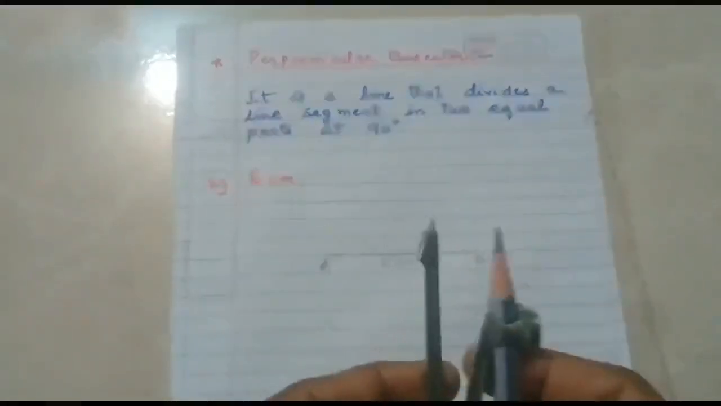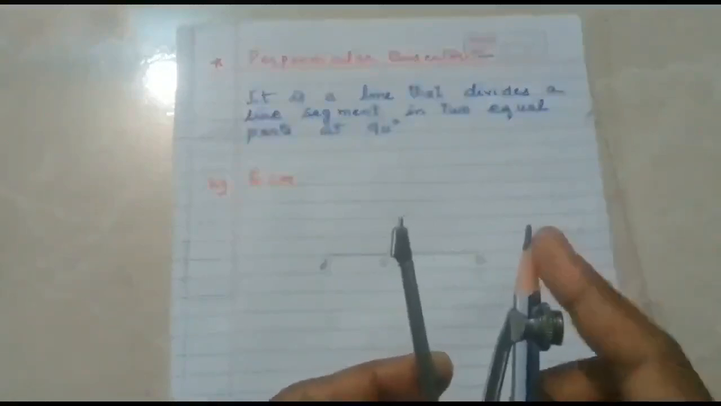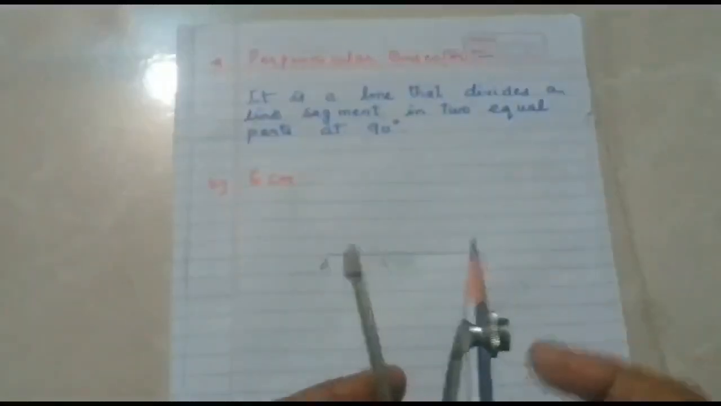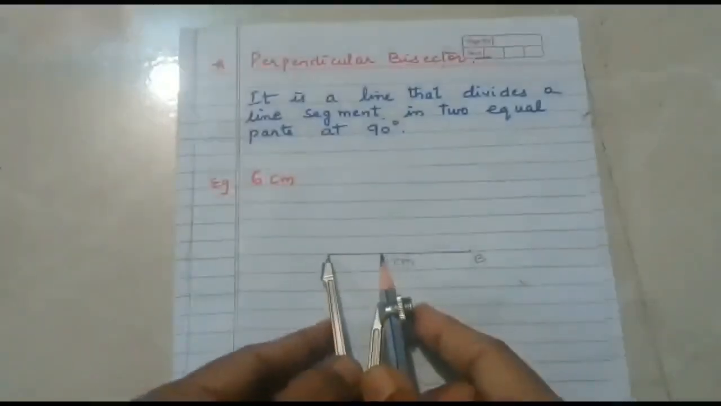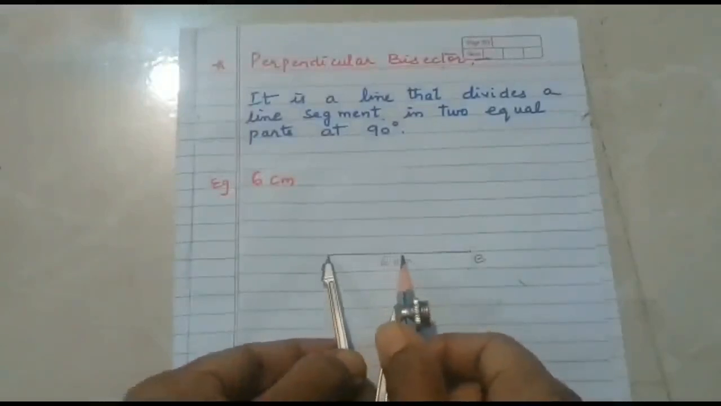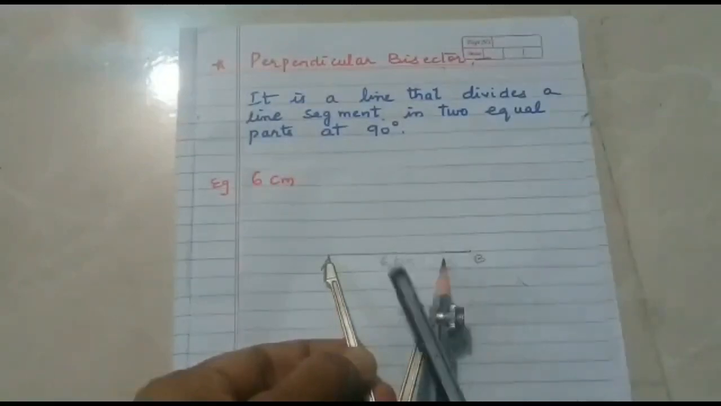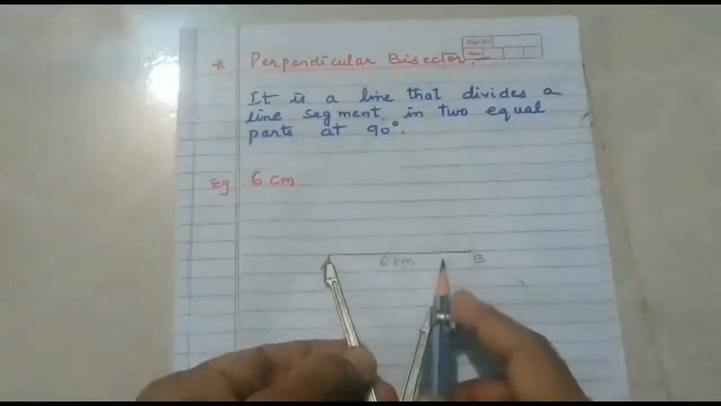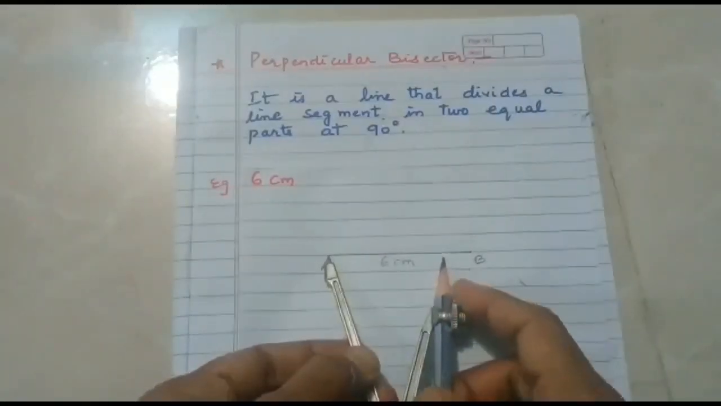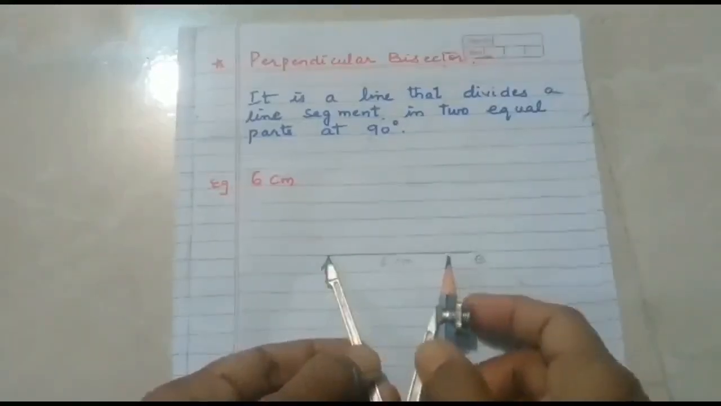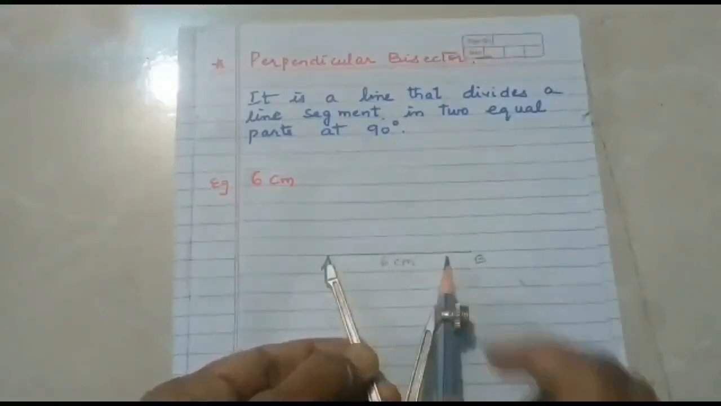Take a compass. See to it that the pencil is pointed. Now place the compass at point A and extend the compass to more than half of the given measurement. The given measurement is 6 here. Half of 6 is 3. So you are going to extend the compass to more than 3. This measurement seems to be more than 3 centimeters.